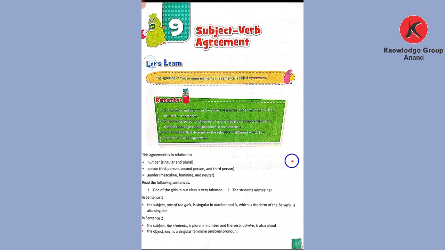Second, the person: which person it is, first person, second person or third person. In the personal pronoun we have first person, second person and third person. First person means I, singular; first person plural, we. Second person you, singular and the same for plural. Third person singular he, she, it and plural they. And the third point is gender, whether masculine, feminine or neuter gender.